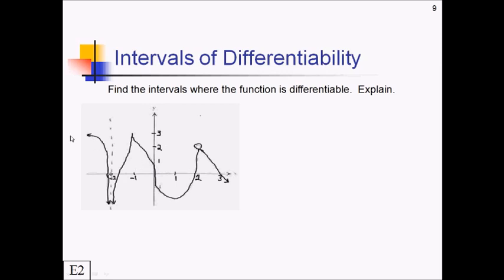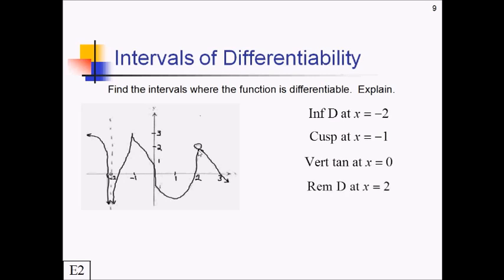Now this goes forever to the left and to the right, so there aren't any undefined areas. Moving from left to right, we have a vertical asymptote discontinuity at negative 2, infinite discontinuity. As we keep going here at negative 1, this is a cusp. As you go to 0, this counts as a vertical tangent. And over here, let's see, we have a removable discontinuity at 2. And it looks like that's it.